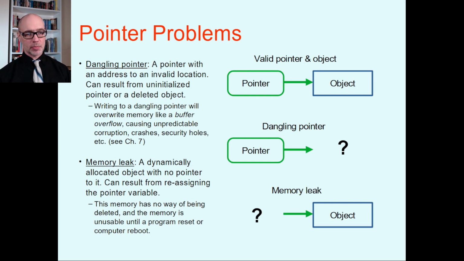And this can result from situations like declaring a pointer but not initializing it. And if you don't initialize it with a legitimate address, you're going to have a random number there, which is what happens with uninitialized data. You're going to have a random address to some location in the memory system that could be any other data or any other variable, frankly. And if you write to a dangling pointer, you're going to be overwriting that other memory, just like when you have a buffer overflow that we talked about back in chapter 7.